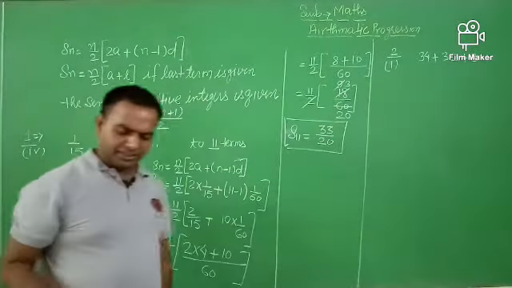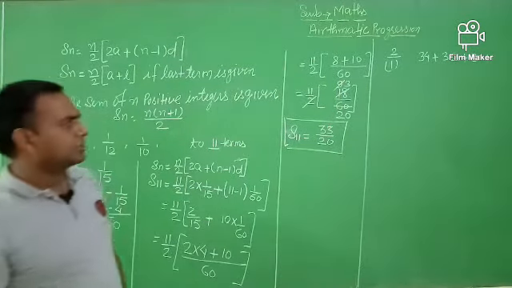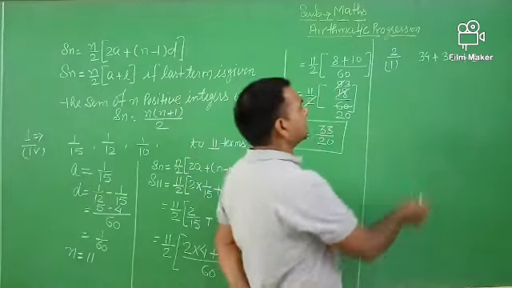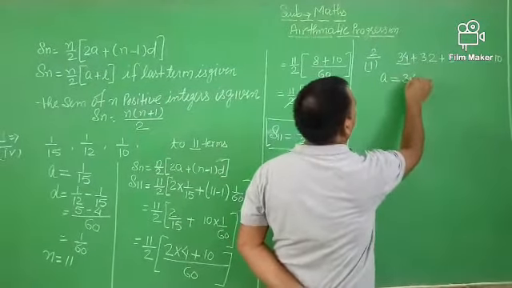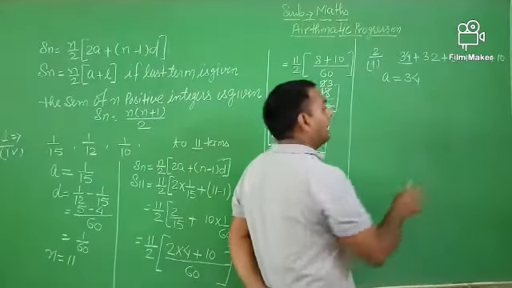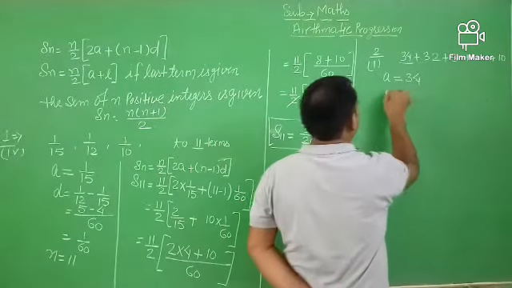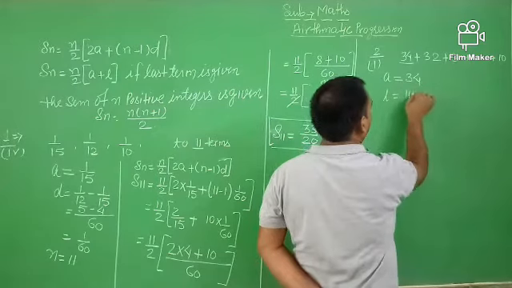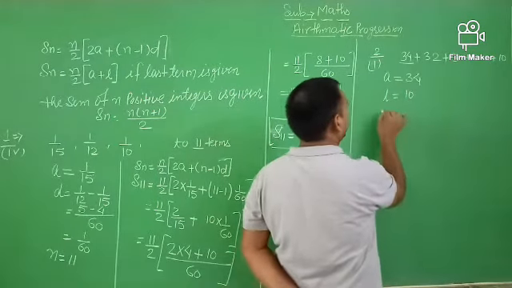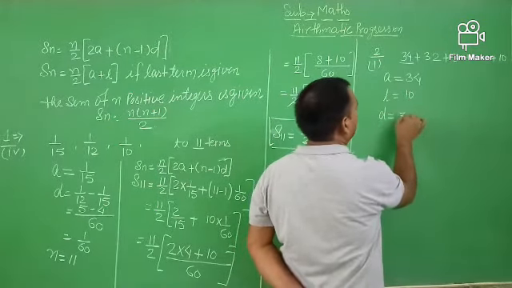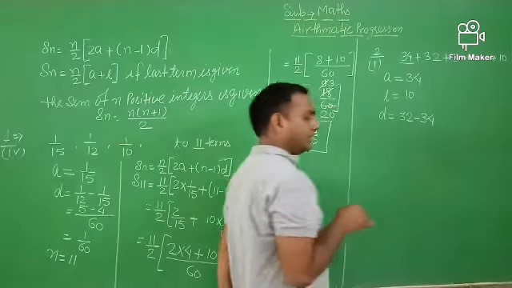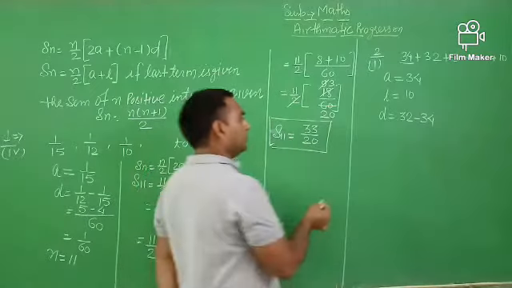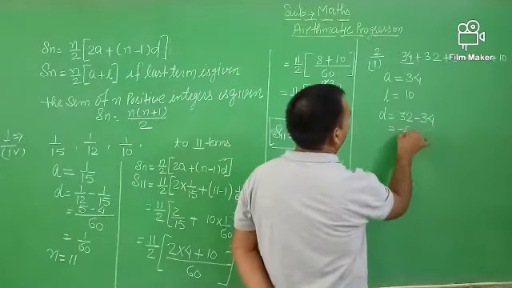Then how can you find the sum of that series? Here the first term is given. First term means A is equal to 34. The last term L is also given, it is equal to 10. Next, the difference D is equal to the second term minus the first term, 32 minus 34, which is equal to minus 2.